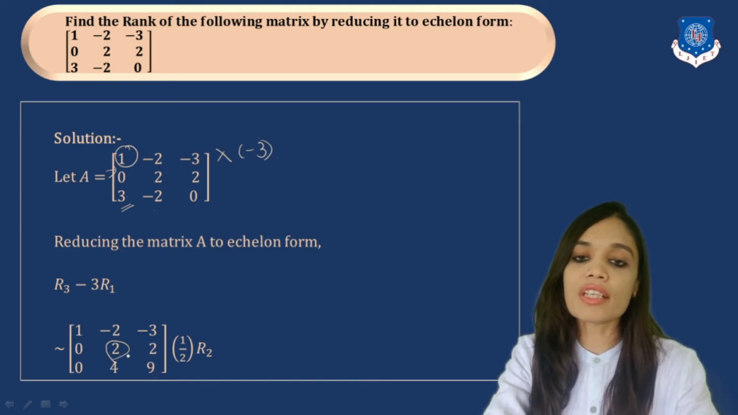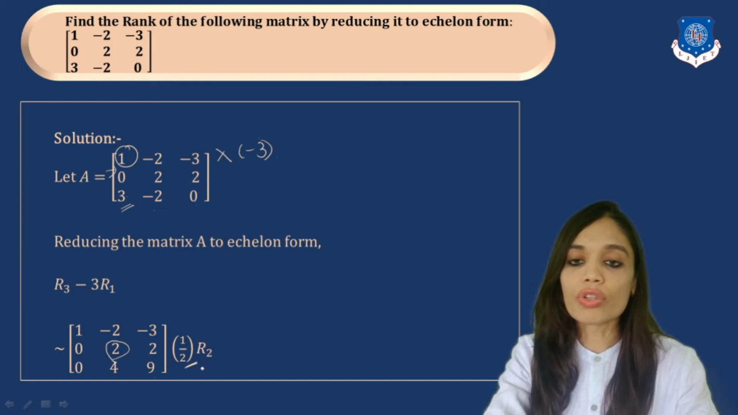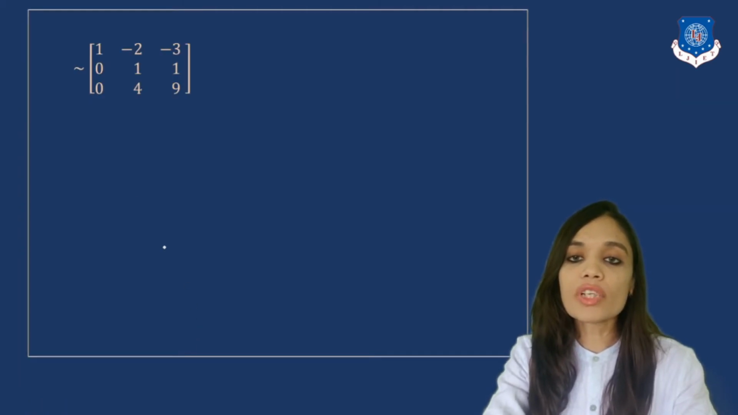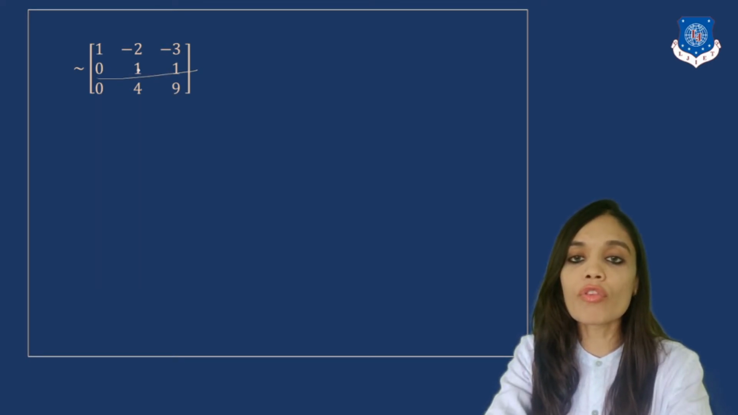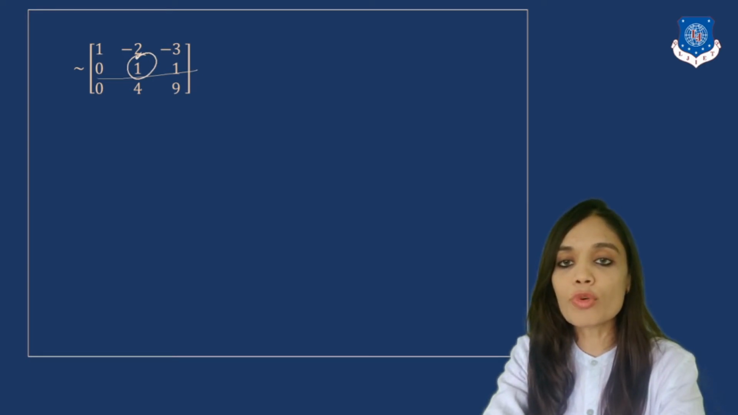So very simple step. What will we do? We will divide R2 by 2. Okay. So on dividing, the first and third rows will remain as they are and the second row will become 0, 1, 1. Now we have formed a leading one at this position.